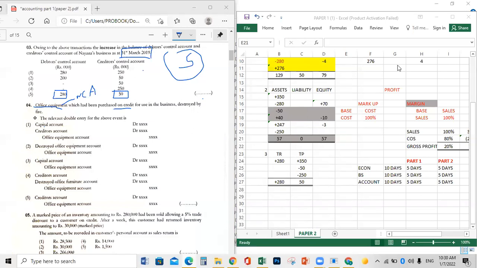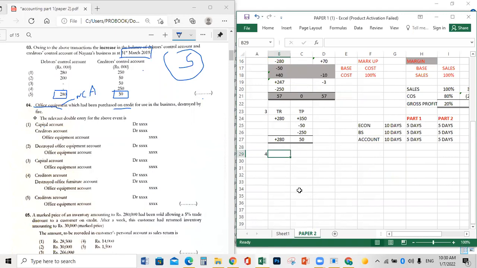When you purchase office equipment on credit, can someone tell me what's the double entry? Okay, that's not the question, I'm just asking. When you purchase office equipment on credit, what is the double entry? Rimaza, correct. Office equipment debit, creditor credit. And see, you're making that mistake. That's why I asked y'all. Office equipment is a non-current asset.